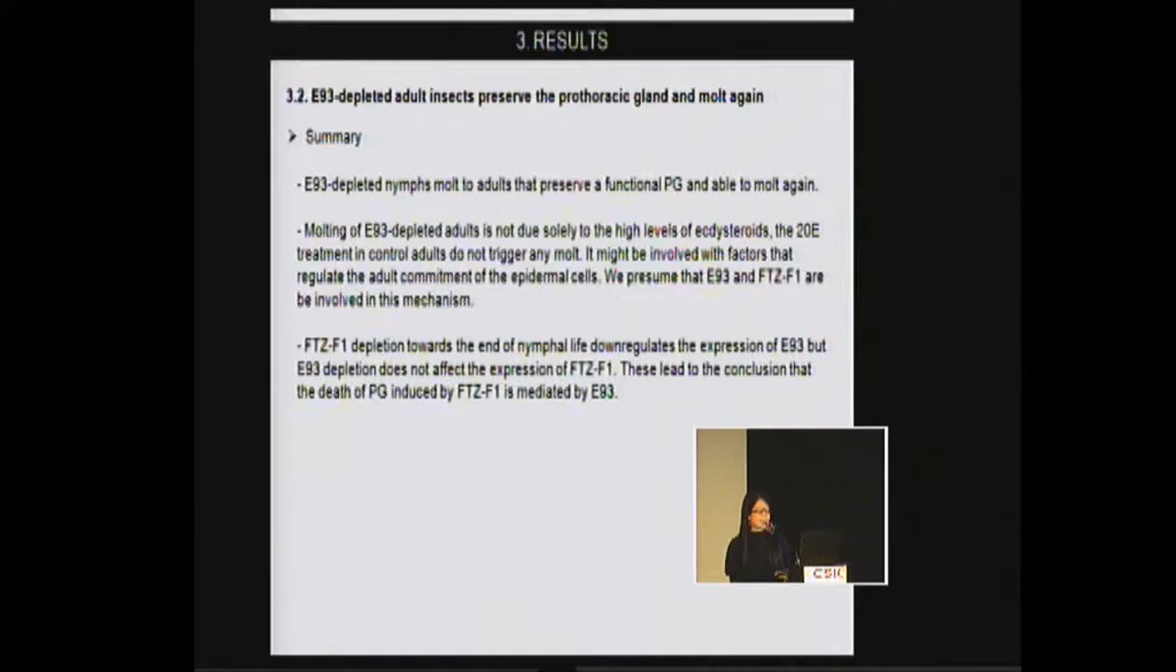And Fushi tarazu transcription factor 1 depletion at the end of the nymphal life downregulates the expression of E93, but the effect of this gene on E93 is specific only to the prothoracic gland, and it leads to the conclusion that the death of the prothoracic gland induced by Fushi tarazu transcription factor 1 is mediated by E93.